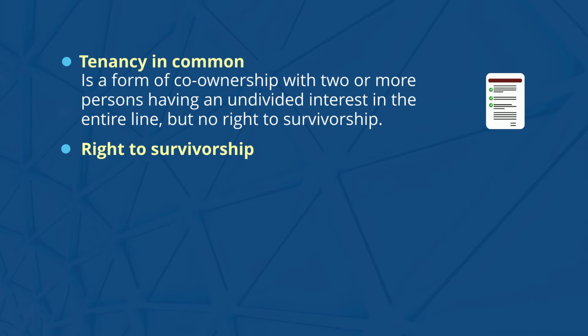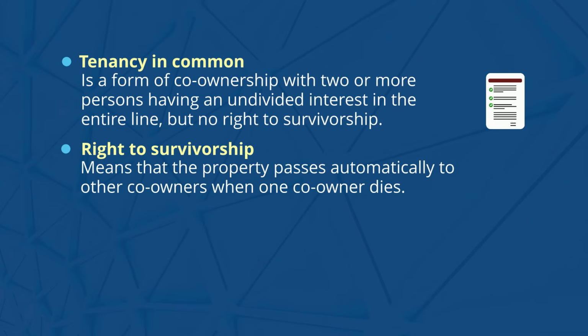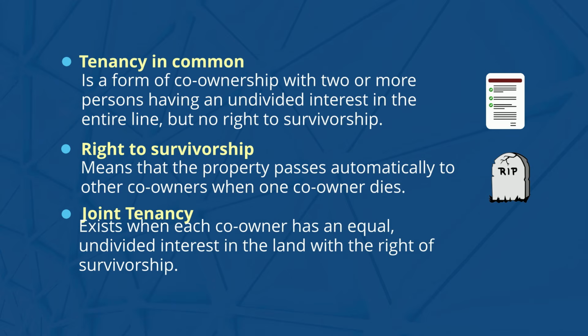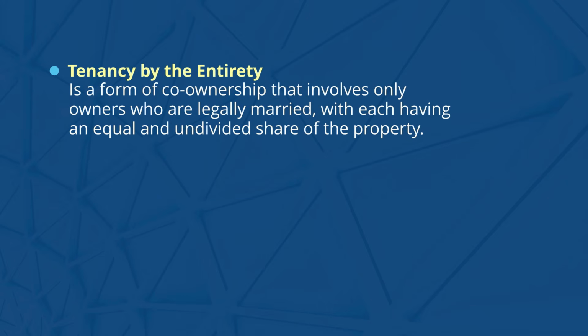Right to survivorship means that the property passes automatically to other co-owners when one co-owner dies. Joint tenancy exists when each co-owner has an equal, undivided interest in the land with the right of survivorship. Tenancy by the entirety is a form of co-ownership that involves only owners who are legally married, with each having an equal and undivided share of the property.